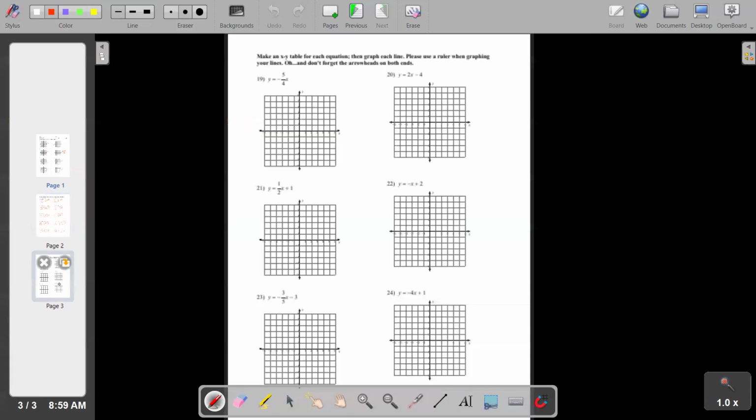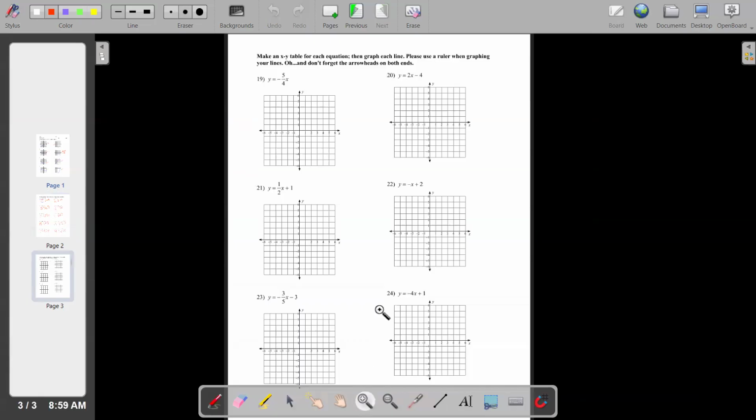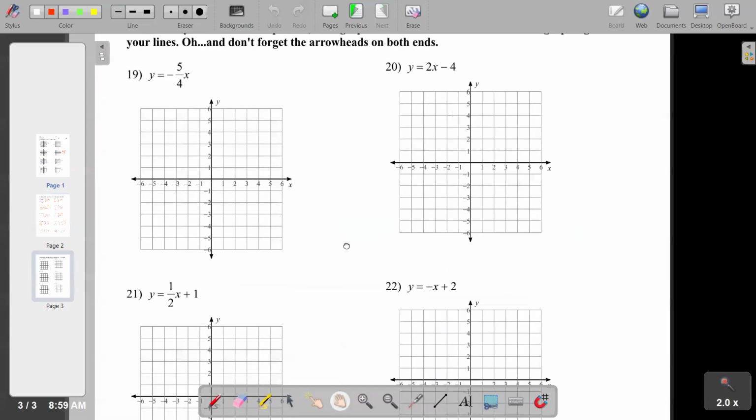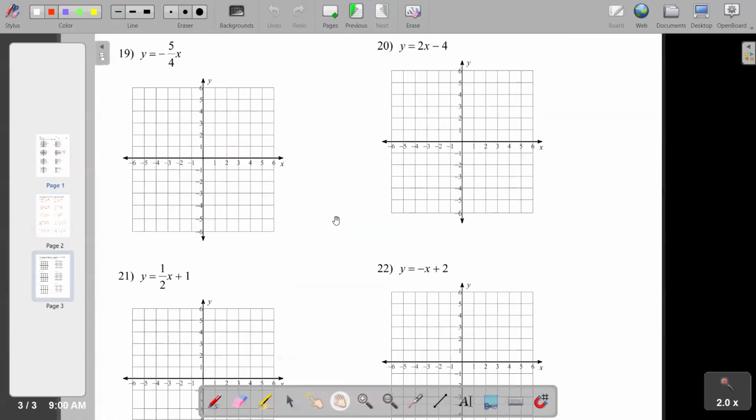All right, the last page. I feel like we had a lot of conversations about this last week, but I just want to do my job and make sure we're all on the same page. For every problem, we're going to make one of these. We're going to make an XY table like this.